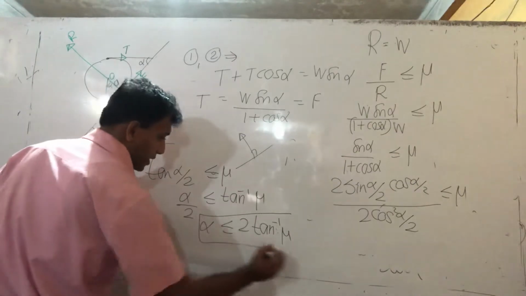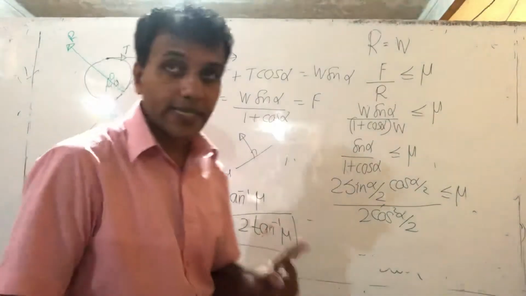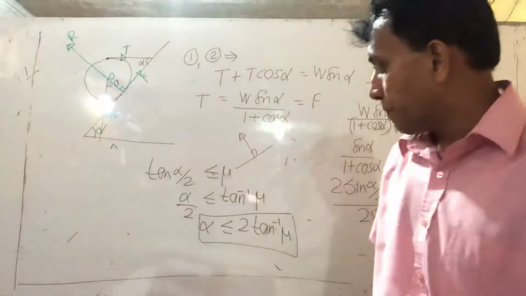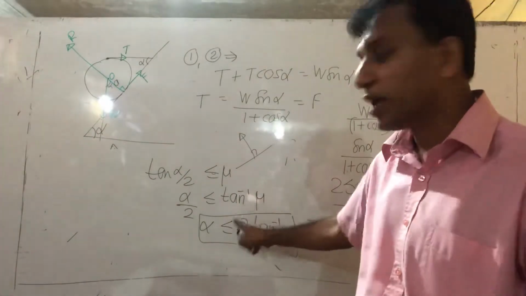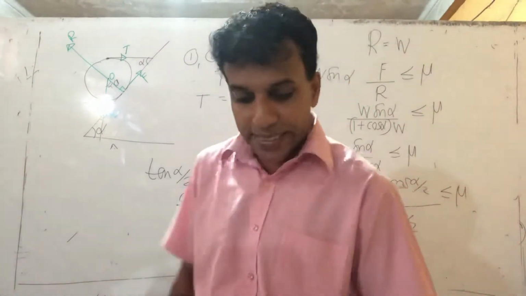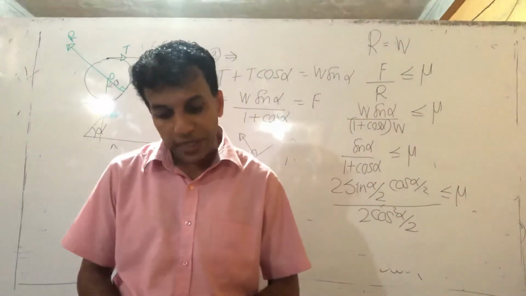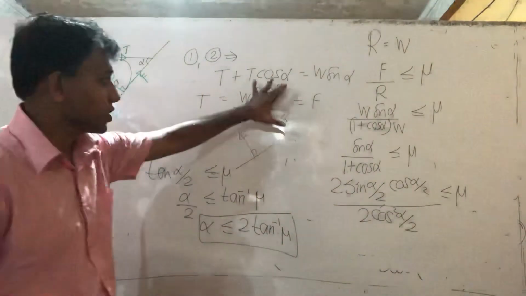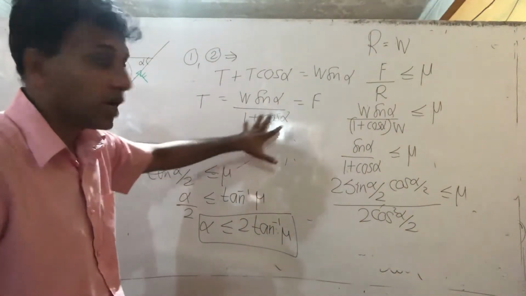This is the answer here. So alpha is less than or equal to this, therefore the maximum value of alpha is this, okay? The last part: find the maximum tension in the string in terms of mu. So you have the tension, that answer.